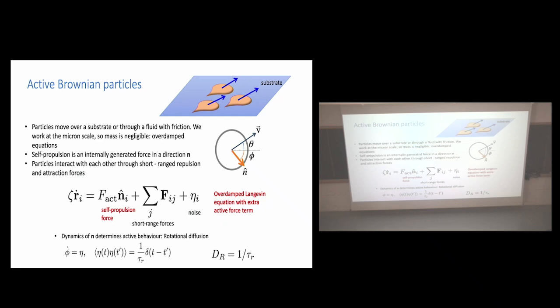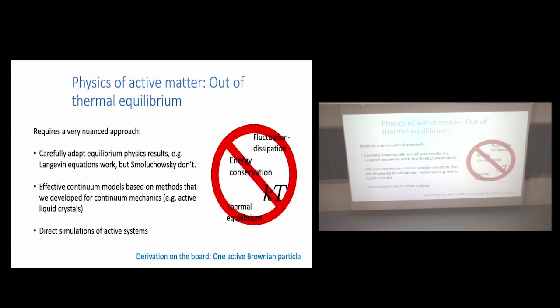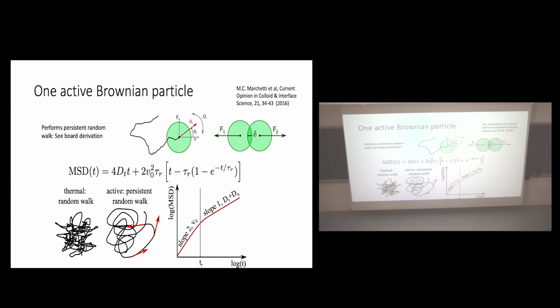And what I wanted to do briefly on the board, just essentially as a small tutorial, is derive the behavior of a single active particle. Any questions right now? How is the speed? Too slow, too fast? Okay. So we'll do one active Brownian particle, and I'm going to put this up for now. Do we have light on this thing?